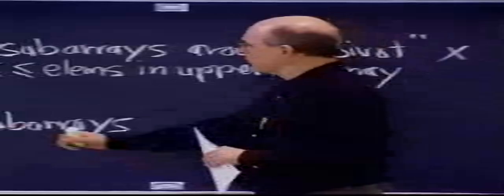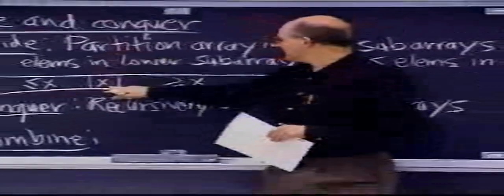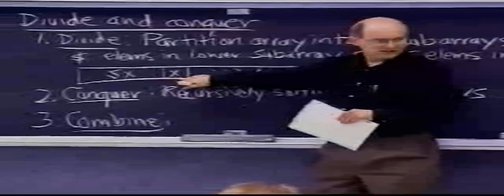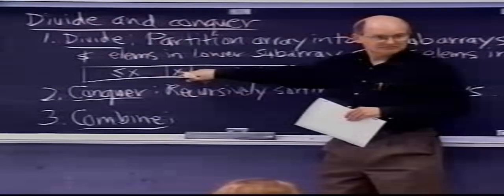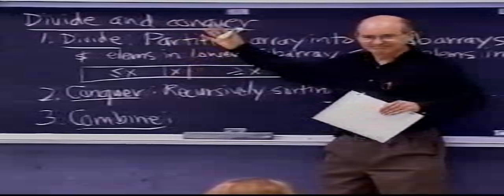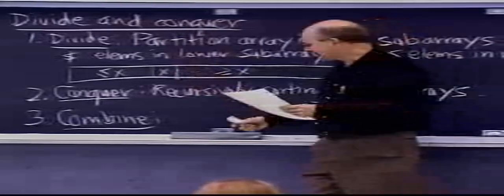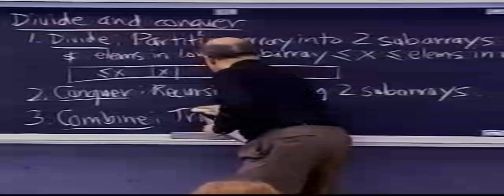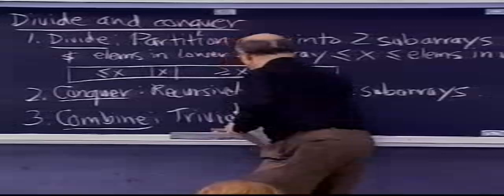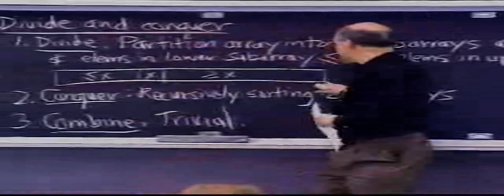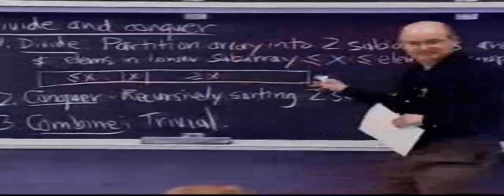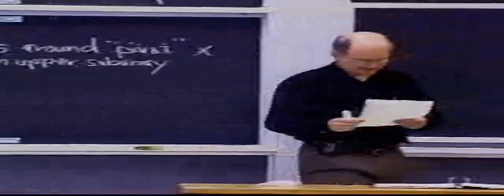Excuse me? Eliminate the pivot? No, because the pivot isn't going to be an element in the subarray, so it wants to be there. Nothing. We're done. The combine step is trivial. Once we've sorted these and sorted these, the whole array is sorted. Nothing needs to be done.